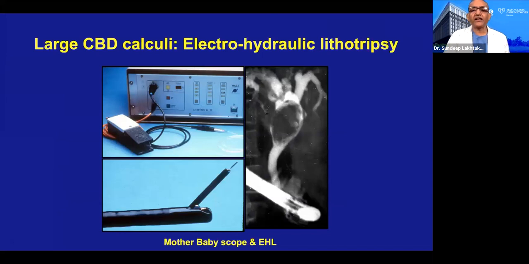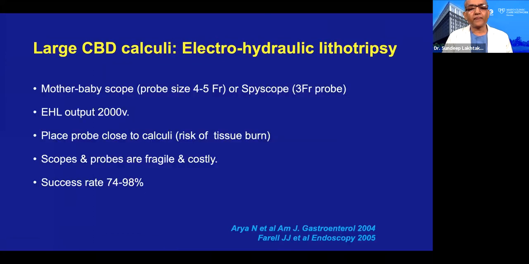The other method is electrohydraulic lithotripsy, which can be done either with a mother-baby scope. This is the baby scope which goes through the mother scope and then the EHL probe comes out. Or it can also go through a SpyGlass cholangioscope, which is a current fashion nowadays. So it basically gives energy when you touch the stone, and the probe has to be placed very close to or touching the calculi so that it actually causes the breakage. But this equipment is quite fragile and the fibers break quite easily. The success rate varies from 3/4 to 100%.